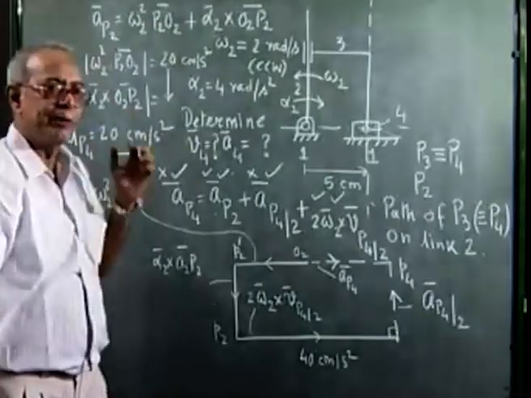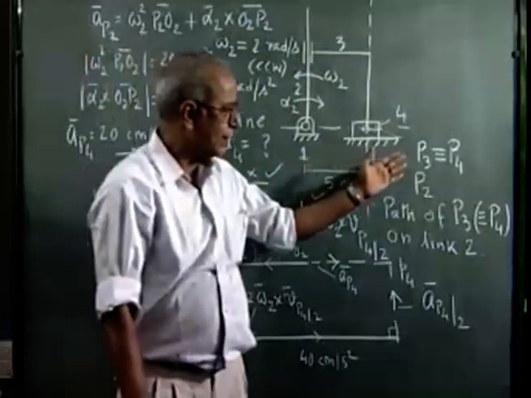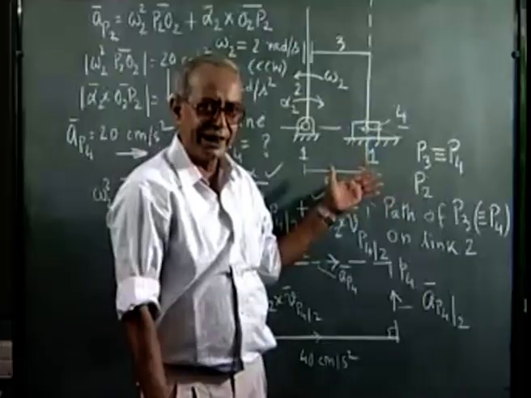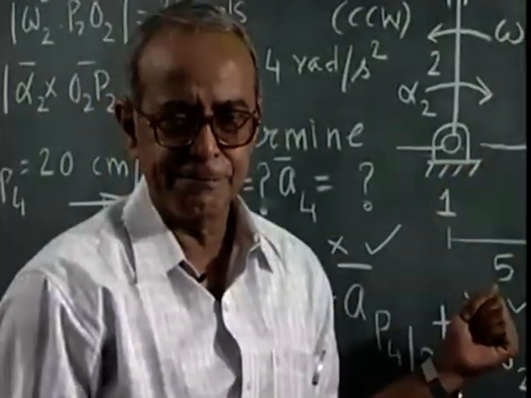So this example clearly shows the power of considering the instantaneously coincident points on various links when we have sliding joints on rotating links.